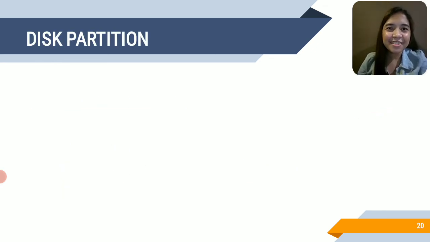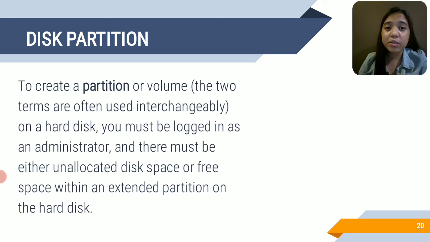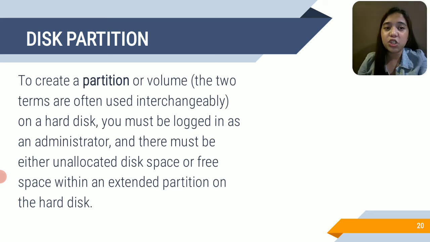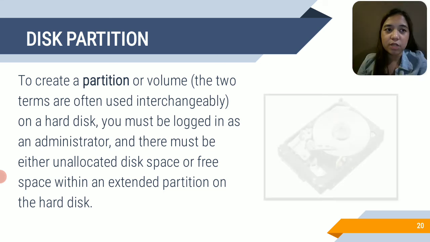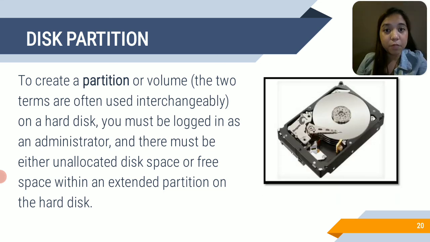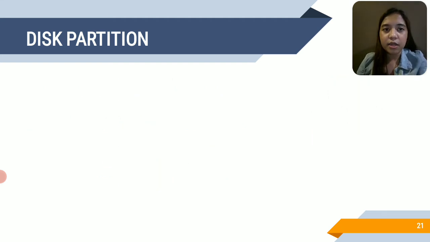Okay. For the disk partition, we have to create a partition or volume. The two terms are often used interchangeably. On a hard disk, you must be logged in as an administrator. There must be either unallocated disk space or free space within an extended partition. And so that will be the picture.